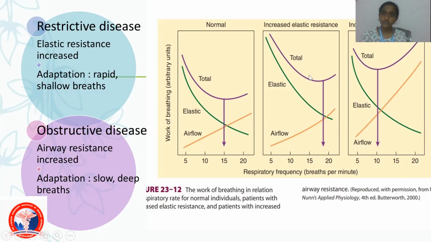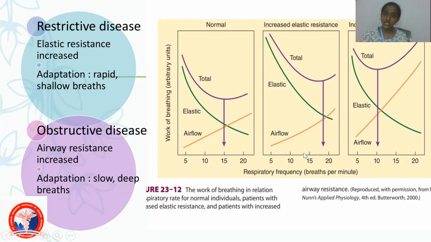Whereas whenever there is an increased elastic resistance, as in restrictive disease patients, their elastic resistance will be very increased. So the point where the elastic and airflow resistance meet will be only at a higher respiratory rate. That is, the work of breathing is at its lowest level when you go in for a rapid shallow breath.